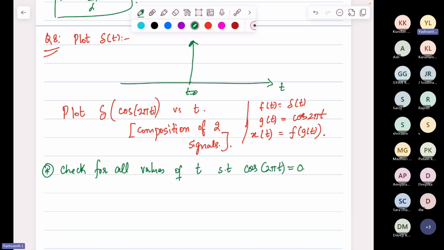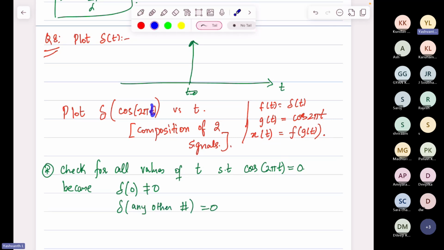Why? Because only delta of 0 is non-zero. Delta of any other number is equal to 0. Therefore, you first find all t such that cos 2 pi t becomes 0. Whenever that becomes 0, I'll have a peak in the delta, right? So essentially, find all those t such that cos 2 pi t is equal to 0.